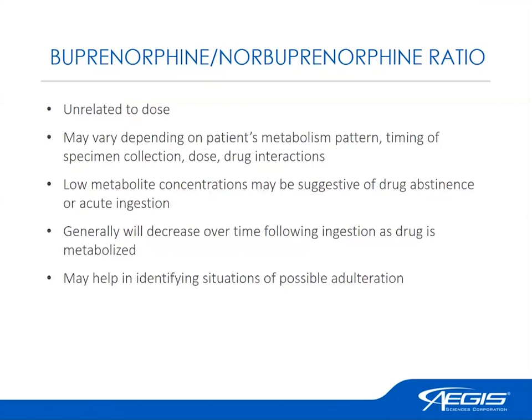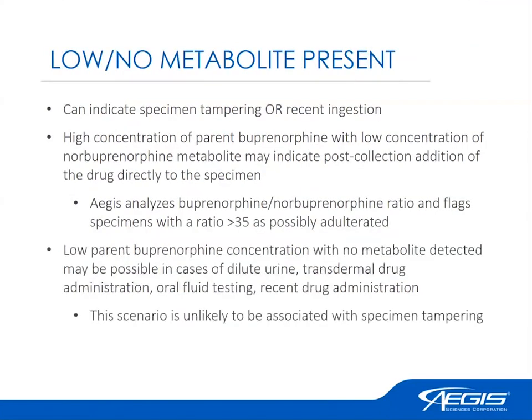Generally, the parent to metabolite ratio decreases over time as the drug is metabolized, but evaluating the ratio can also help identify cases of specimen tampering or adulteration, and we'll talk a little bit more about that. So when low metabolite concentrations or absence of metabolite is observed, this must be evaluated to determine if specimen tampering is likely. If the parent concentration of buprenorphine is high with low norbuprenorphine concentrations, this can indicate that drug was added directly to the specimen.